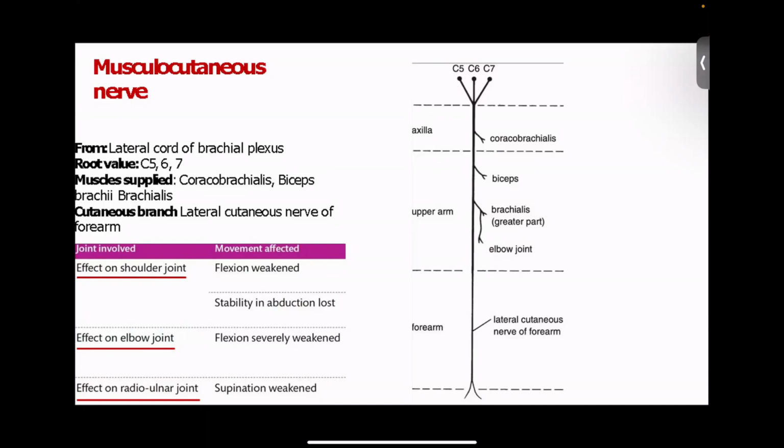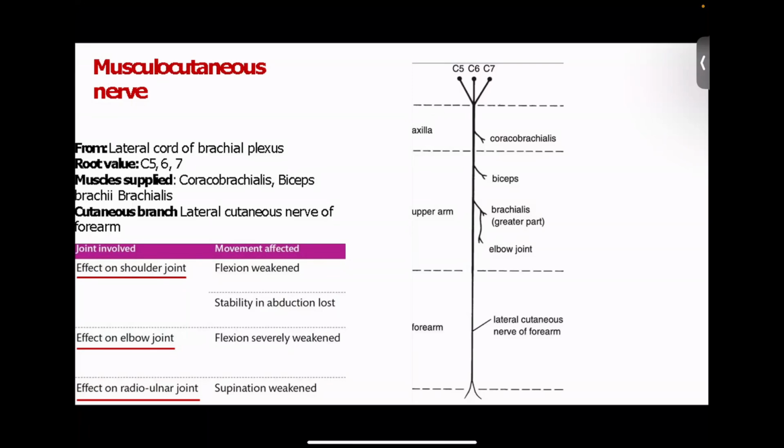The important part here is the injuries. So we have different joints which are involved here, and then the movements which are related to those joints. So first, let's start with shoulder joint. If the musculocutaneous nerve is affected at the shoulder part, then it's going to lead to weakened flexion, and also instability in abduction. Okay, so that would be lost.